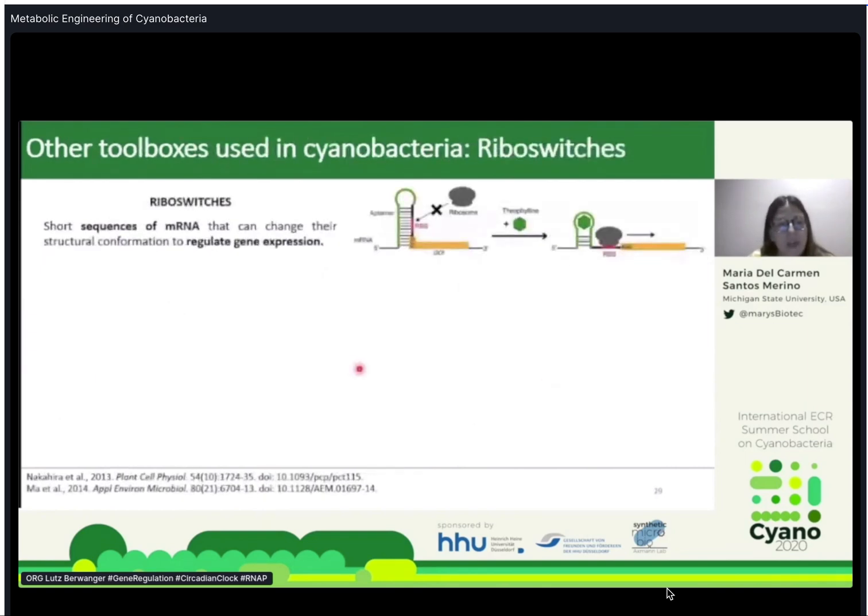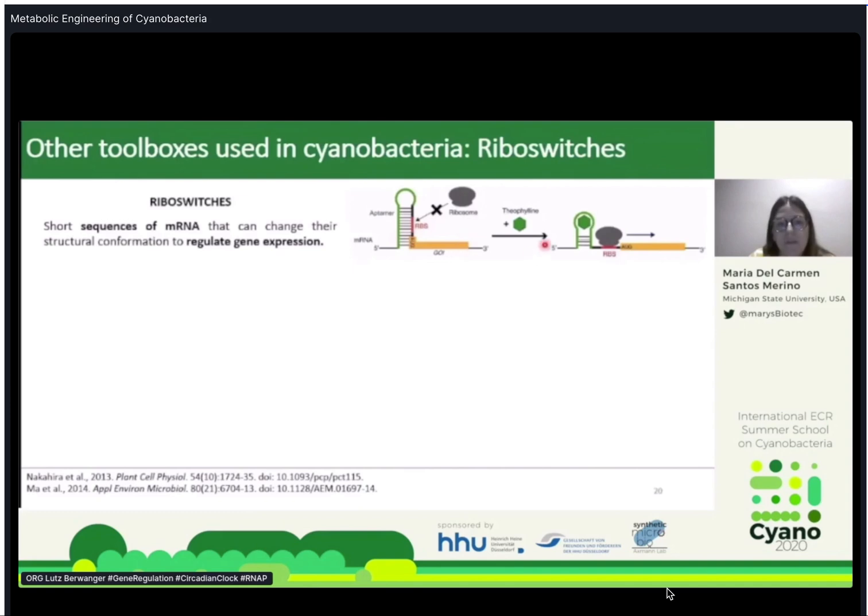The second toolbox that we are going to describe in this presentation is riboswitches, which are short sequences of messenger RNA that can change their structural conformation to regulate gene expression. The most famous riboswitch used in cyanobacteria is a theophylline-dependent riboswitch. In absence of theophylline, the ribosome binding site is going to form an aptamer with part of the sequence of the messenger RNA, not allowing the ribosome to join to this RNA and not translating the gene of interest.